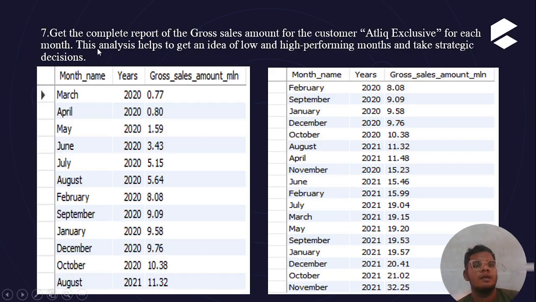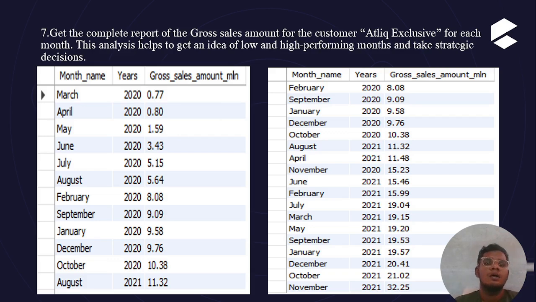Here, get the complete report of the gross sales amount for the customer Atliq Exclusive for each month. This analysis helps to get an idea of low and high performing months and take strategic decisions. Here we see the month of March in 2020 is merely 0.77 million alone. So it's very low, right? And then the highest is November 2021, 32.25. We can see it's gradually increasing from 2020 to 2021. It's increasing, but why is gross sales very low in some months?